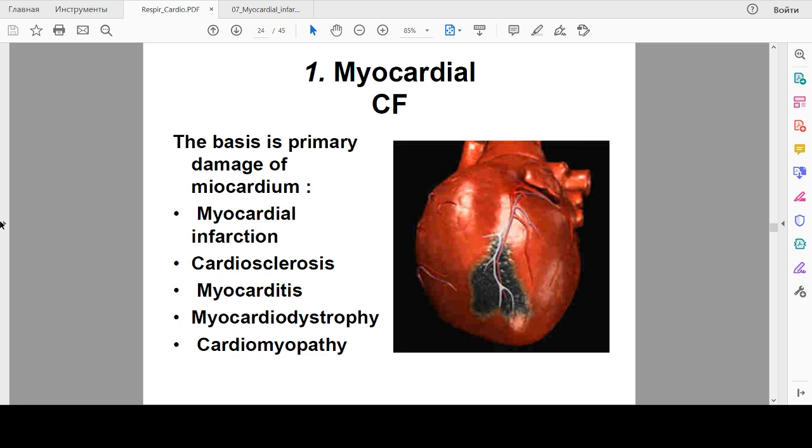Myocardial is the primary damage of cardiac muscle. Again, the first one is myocardial infarction, together with its consequence, cardiosclerosis. Also myocarditis, dystrophy, and cardiomyopathy. In all these cases, it is so-called myocardial cardiac failure.